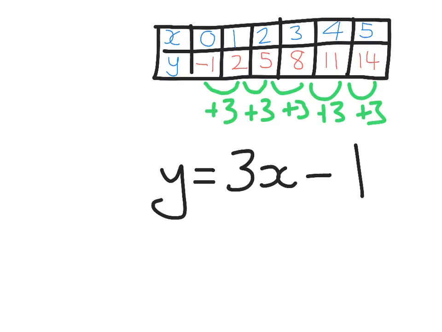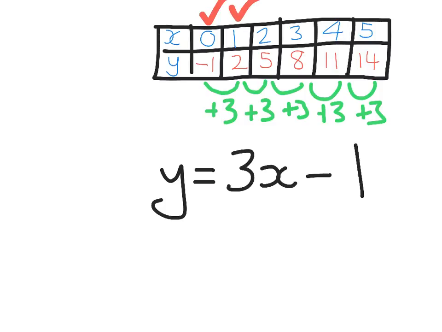So 3 times 0 is nothing. -1 is -1. So I'm going to give that a big tick there. This equation works for the first pair of values. What about for 1 and 2? If I put 1 into my lovely equation instead of x, I get 3 times 1 equals 3, take away 1, which does equal 2.